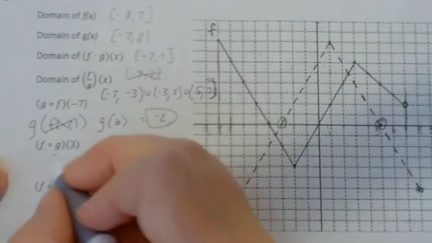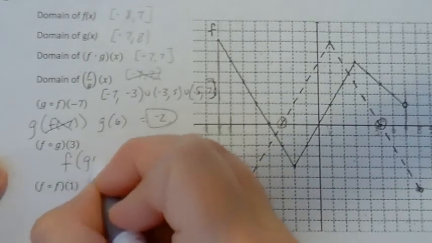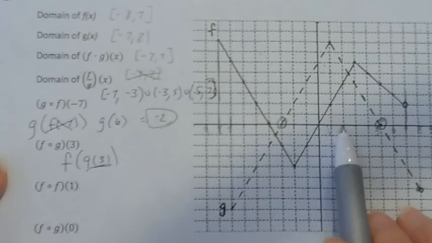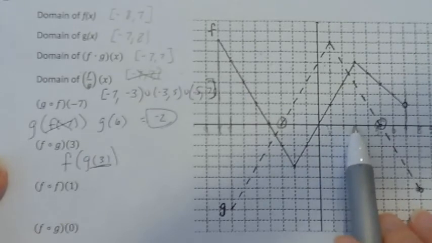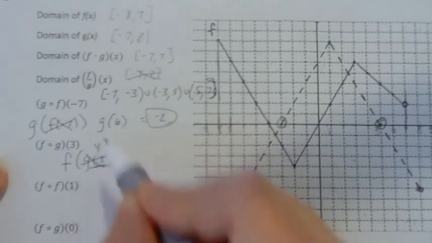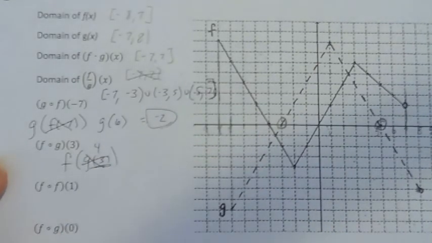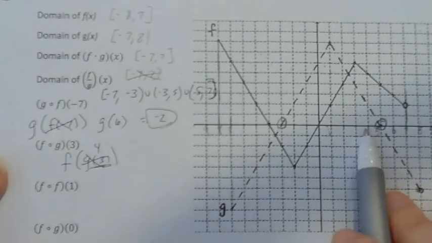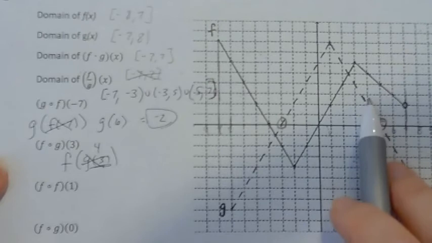Let's do another one here. I want to find f of g of 3. So I have to find g of 3 first. So let's go over to 3 and figure out what the g function is. It's 1, 2, 3, 4. So that is now 4. Now I'm trying to find f of 4. So I'm going to go over to 1, 2, 3, 4, and go up to the f function. 5.